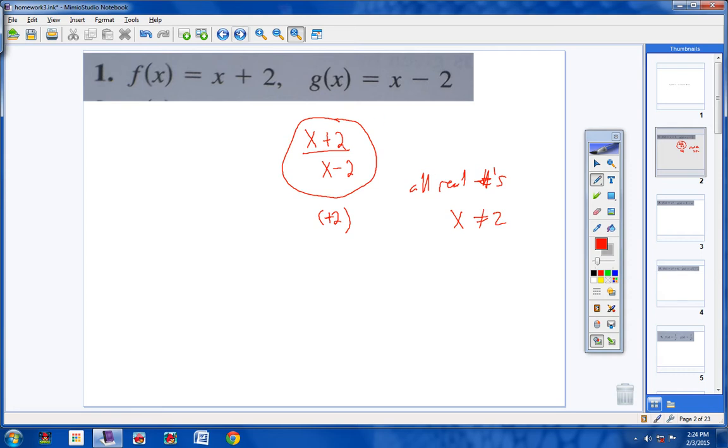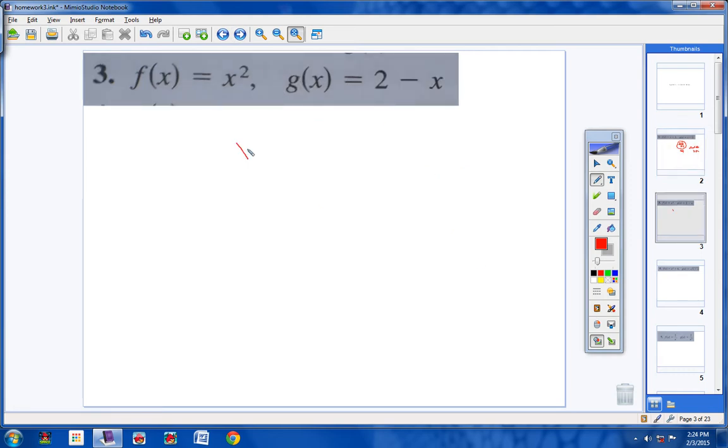Alright, moving on to number 3. Okay, we have x squared, then we have 2 minus x, okay? So the first thing we're going to do is we're going to add these two functions, okay? So we'll bring down our x squared. Here we got x squared plus 2 minus x. Nothing outside the parentheses, so it stays the same. A positive here, so it stays the same.